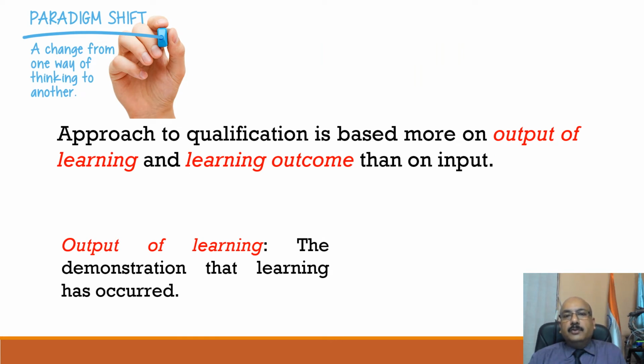Under NSQF, the approach to qualification is based more on the output of learning and learning outcome than on input. This is the basic difference from traditional courses, where we focus more on inputs, that means syllabus or curriculum or learning infrastructure and everything. But under NSQF, the focus is more on the output of learning. That means the trainee must demonstrate that the learning has occurred. In the next slide, which is self-explanatory, we see why the learning outcome is important.